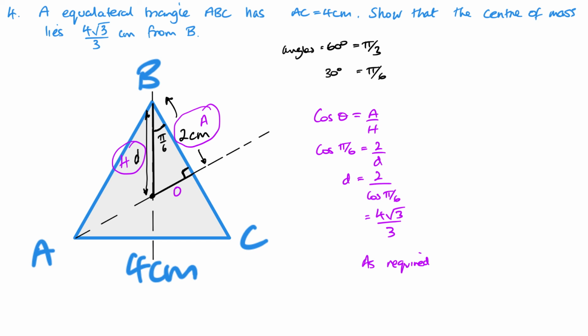Now, obviously, it only wanted us to find the distance from B, but if we needed to, we could also find this distance here from the line BC, and so on. We can find any of these distances, from any direction, just by setting up the triangles.